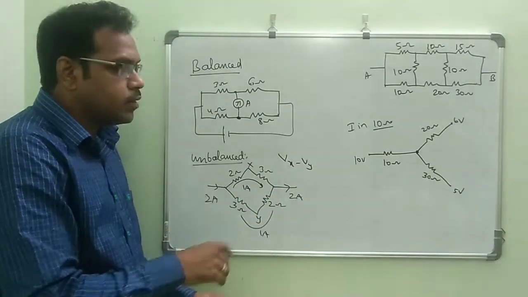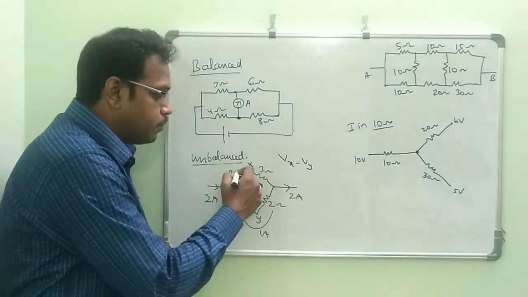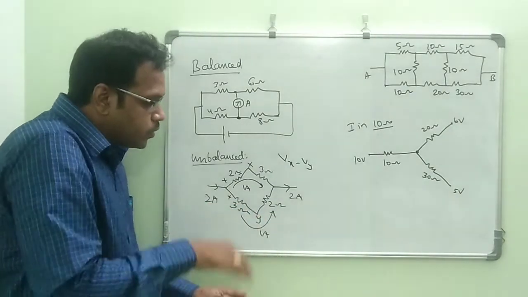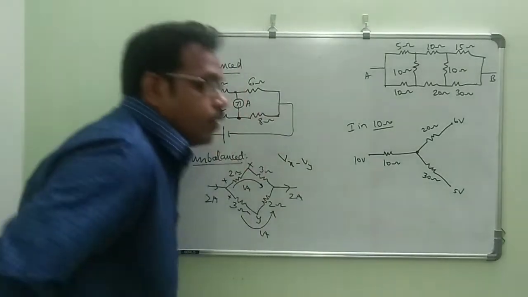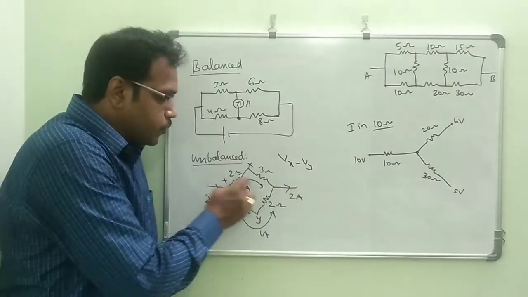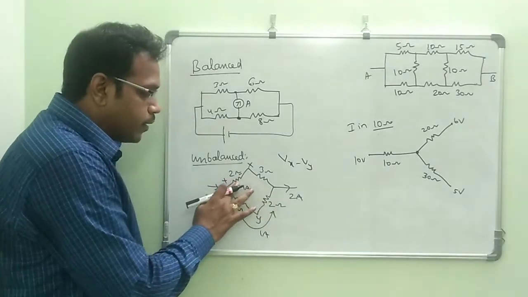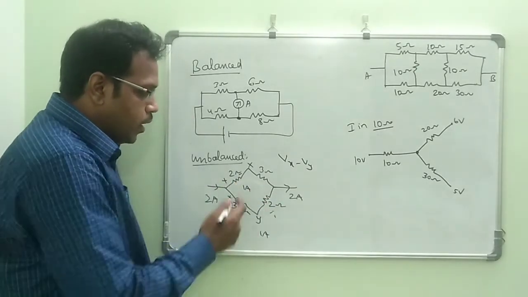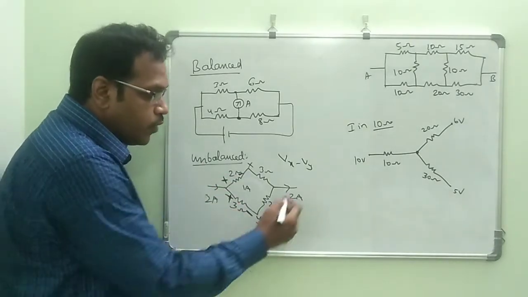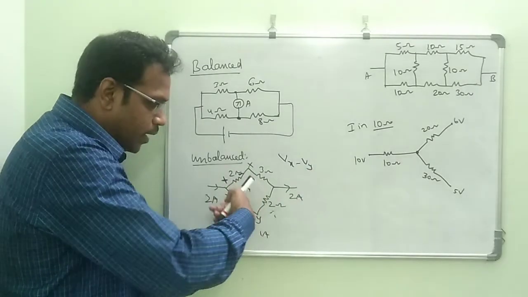When the current goes like this, which direction? We need to mark plus and minus. Current goes in like this, so plus and minus, plus and minus. This is plus and minus and this is plus and minus. Now we need Vx minus Vy. That means we need to come like this.